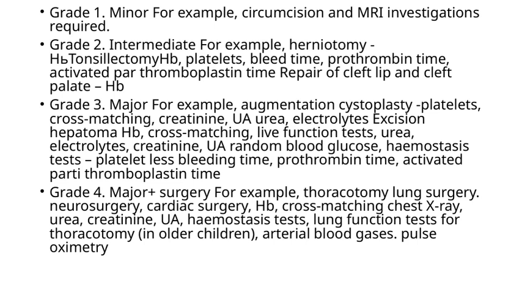For these, we need to check blood parameters such as hemoglobin and platelets, as well as bleeding times and clotting tests like prothrombin time and activated partial thromboplastin time. These tests help us assess the patient's ability to clot properly. Next is grade 3 major surgery. An example would be augmentation cystoplasty.